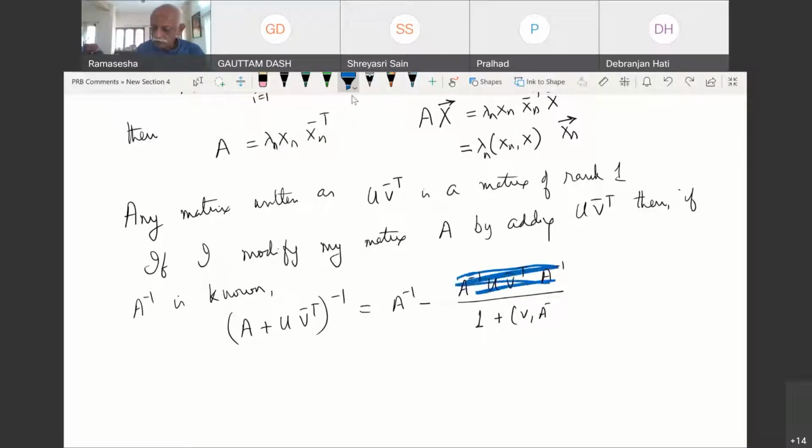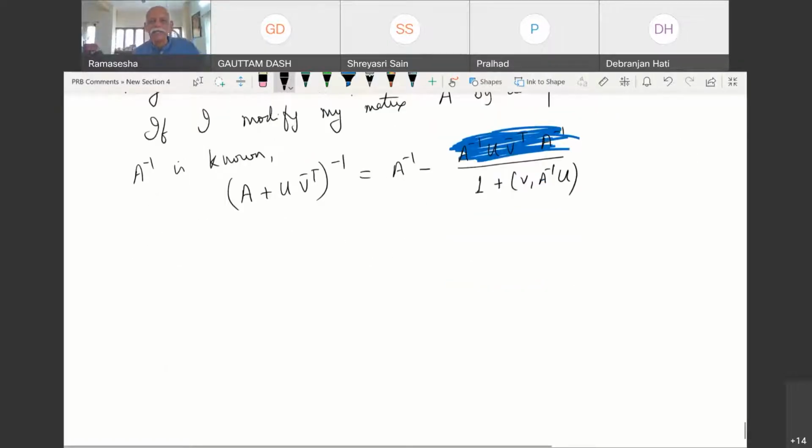So this can be easily computed, and also what's in the denominator, which involves A inverse U, can be computed very easily. Now, how do you prove it? The proof is extremely simple. Although it looks very complicated, it's very simple.